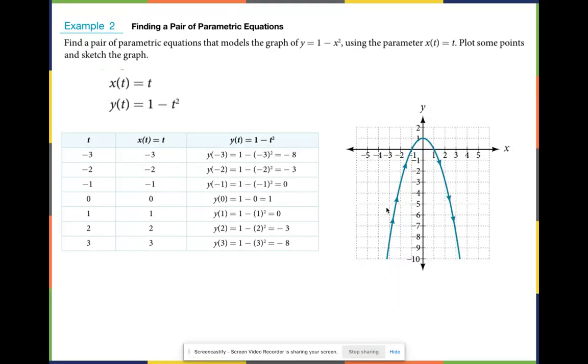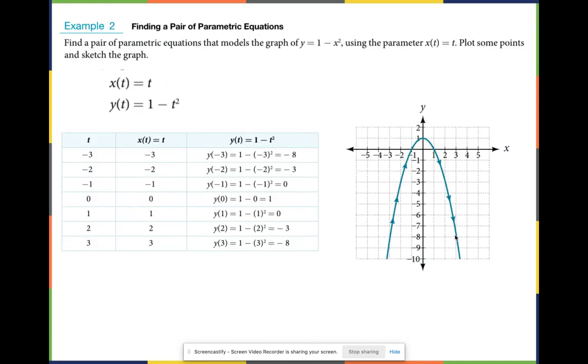So for example, -3, -8 is when t equals -3. And then if t equals -2, I'm here at -2, -3. If t equals -1, I'm at -1, 0, right? And so on. I can plot these points and they have an order. As time passes, as t gets bigger, we're moving along this parabola in this direction. Okay.